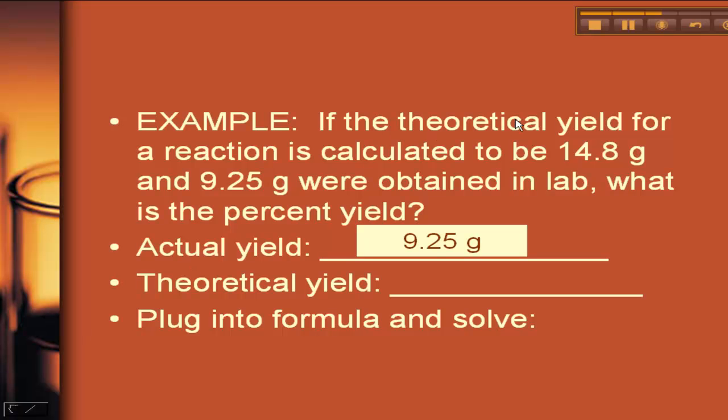And then it says my theoretical yield was calculated to be 14.8 grams. So that is going to be my theoretical yield. When I plug that into my formula, I do 9.25 grams divided by 14.8 times 100. I get 62.5. Not a great percentage. So we need to go back and look at what our lab procedure is. So let's look at another problem.